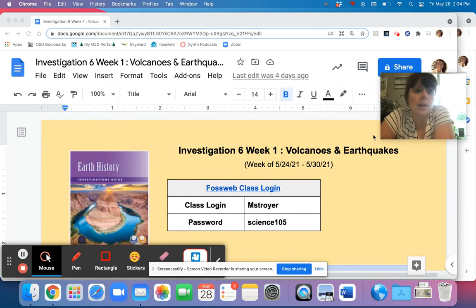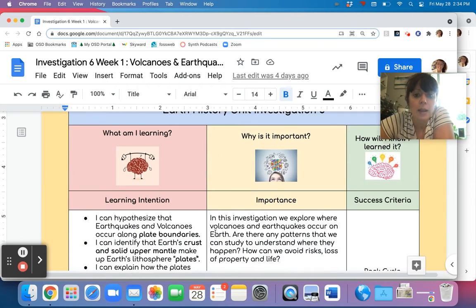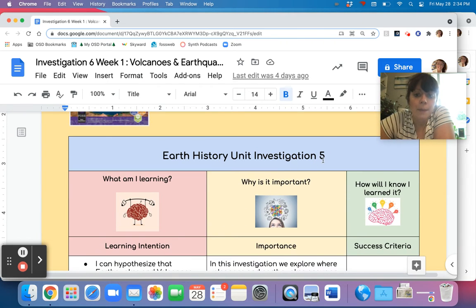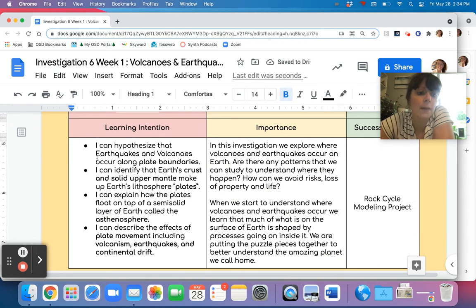Hey students, this is our notebook for Investigation 6, and it's all about volcanoes and earthquakes. So let's check it out. Oh, typo, 6. All right, we're learning to hypothesize that earthquakes and volcanoes occur along plate boundaries.